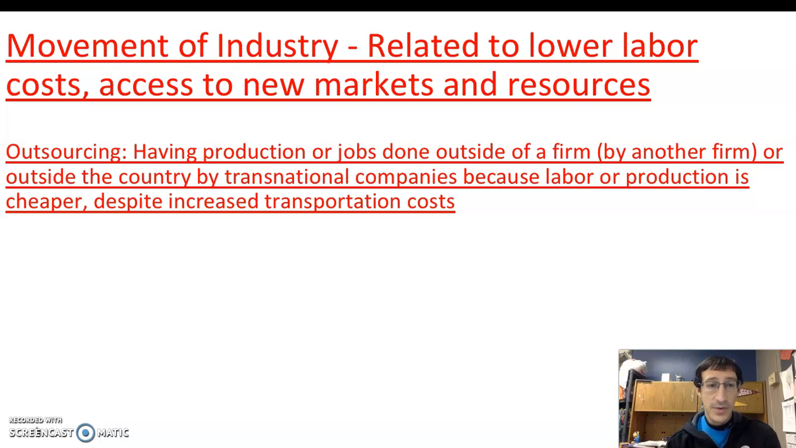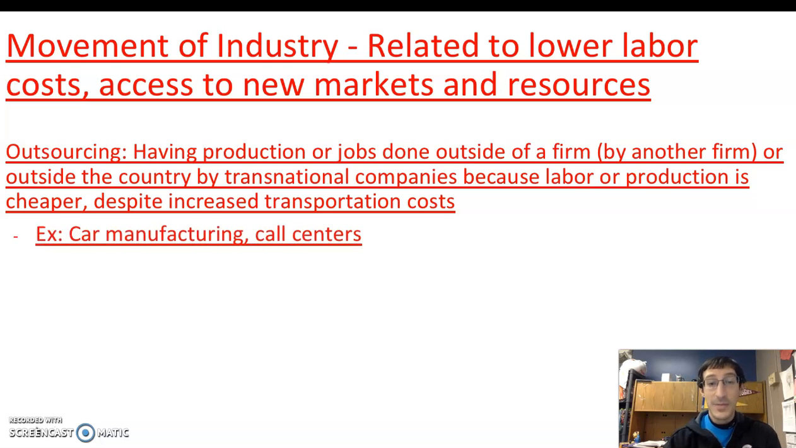So our definition of outsourcing is having production or jobs done by an outside firm or by another firm outside the country, by transnational companies, because labor or production is cheaper, despite the fact that it will oftentimes increase the transportation costs. So remember that we talked about transportation costs with situation factors, access to the market or access to your inputs. This takes the idea that the transportation costs are not as important as the actual cost of producing those goods abroad or having the work done, because it becomes cheaper in terms of labor costs. So those are things to really be considering here.